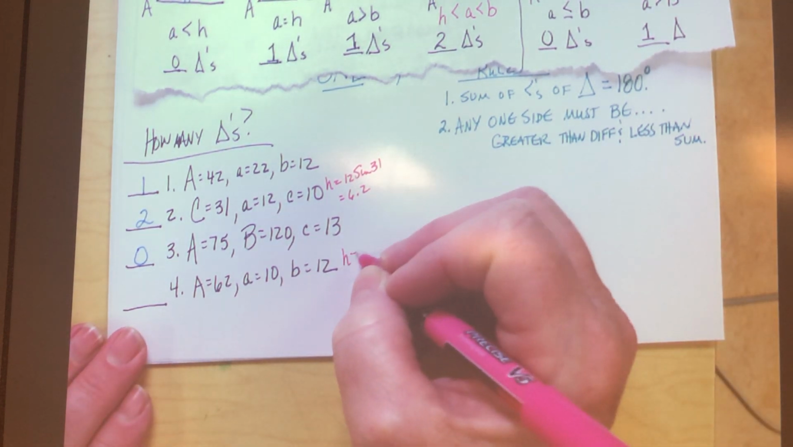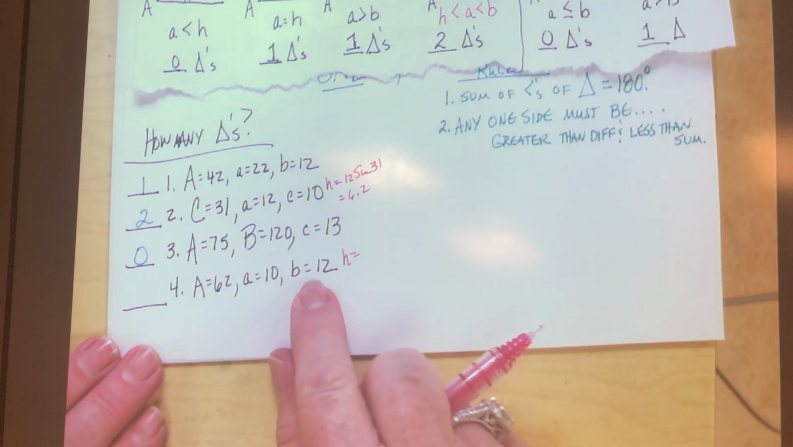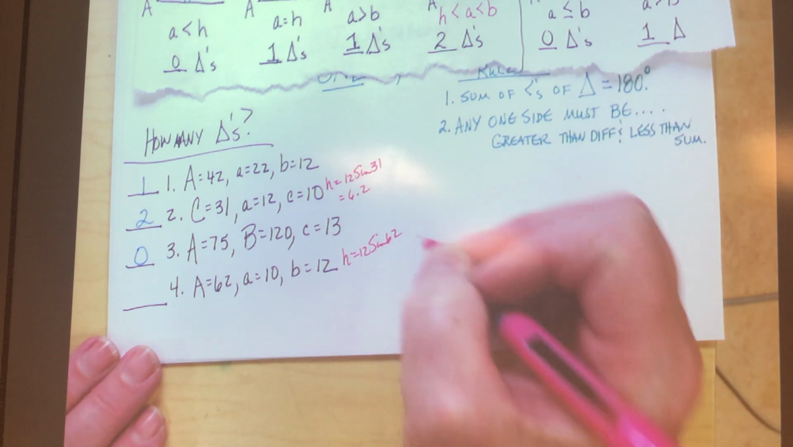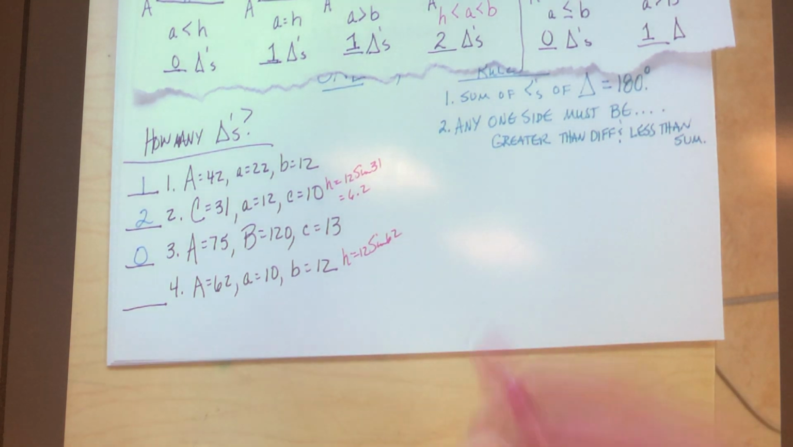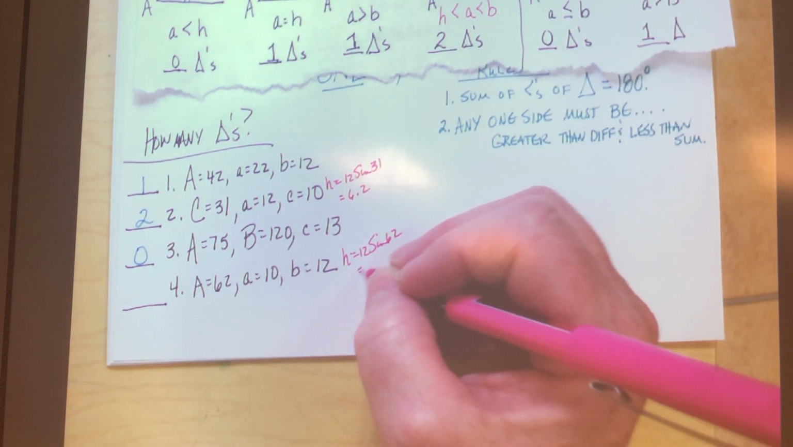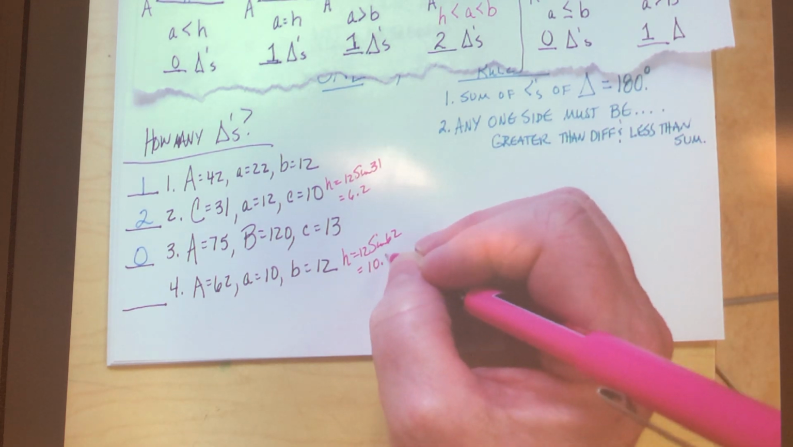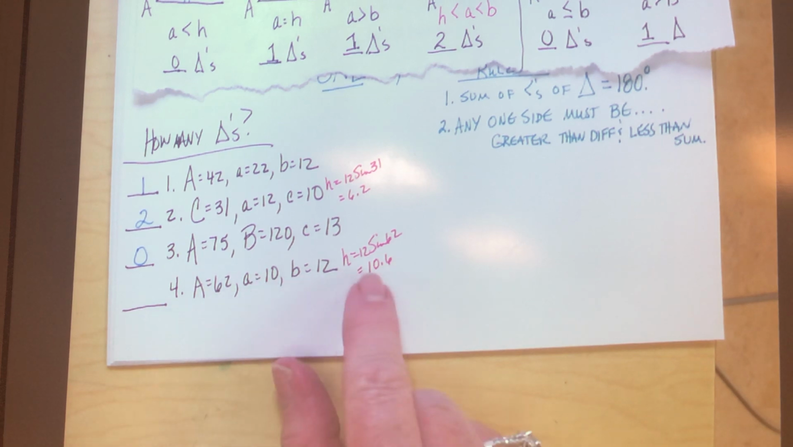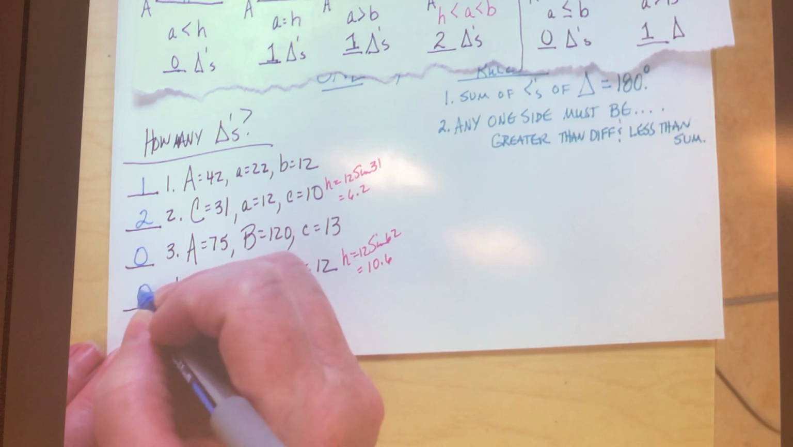So H is equal to the odd guy out, that's the 12, times the sine of the only angle that's on there, 62. Just take my word for it. If you put it in your calculator, it would be 10.6. So now, you're always comparing this guy. This guy is smaller than my height. So how many triangles? 0. Very good.